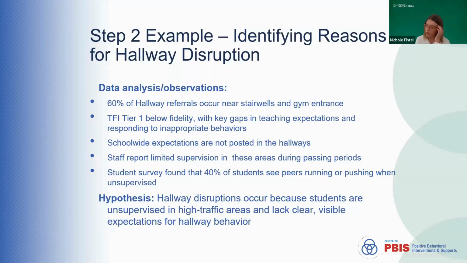Notice here what the hypothesis doesn't say. It doesn't label students as choosing to misbehave. It points to supervision, visibility, and instruction, which are system variables. If your hypothesis only asks students to change, you'll likely be jumping into Tier 2 and 3 supports without really strengthening your Tier 1.